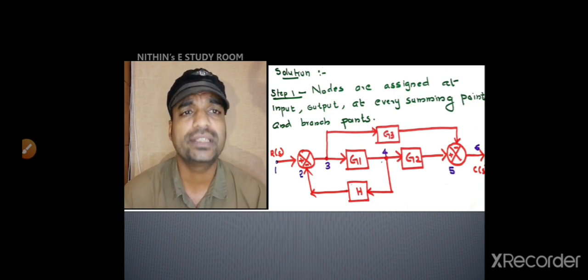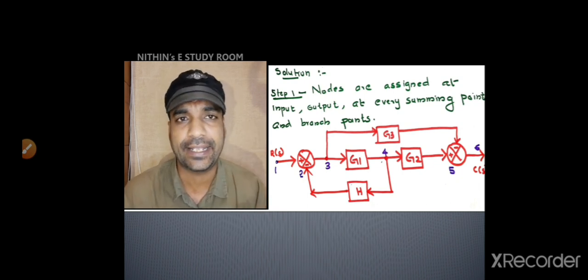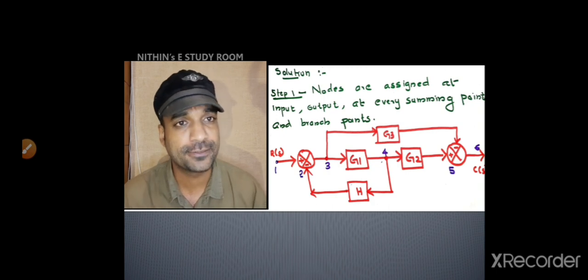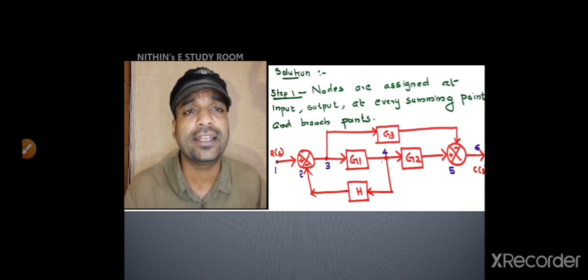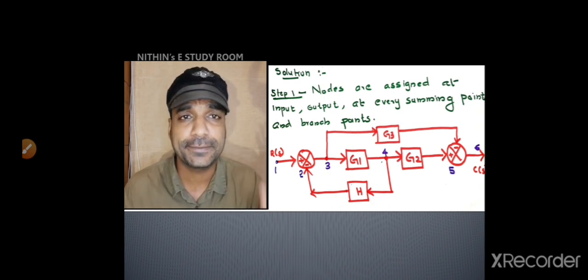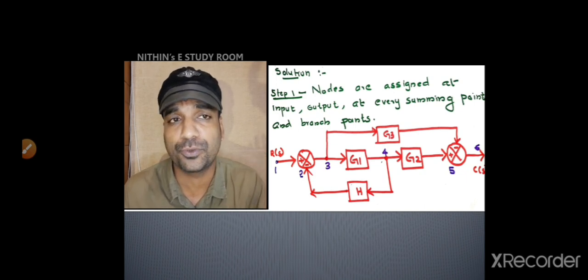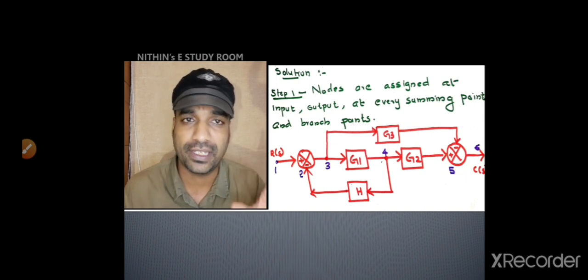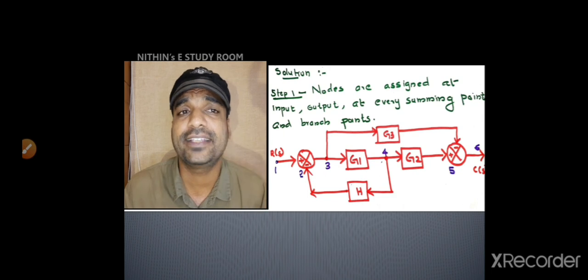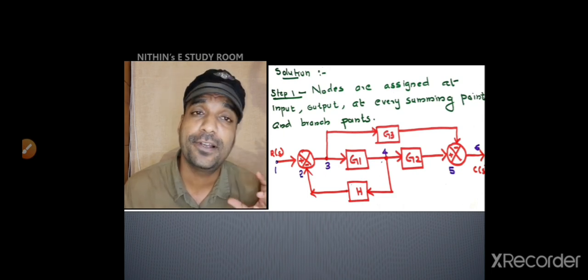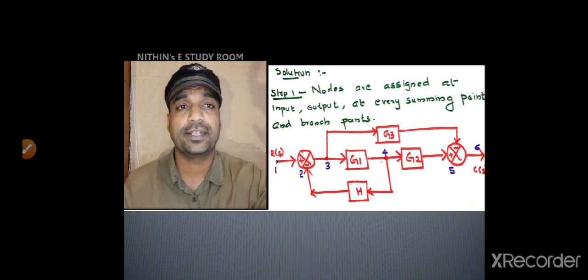For all the summer blocks, if you are landing with some functions, you should check where it is landing, whether at plus or minus. If it is plus, you take positive polarity for the function or gain. If it is negative, you have to take negative polarity for the function or gain.